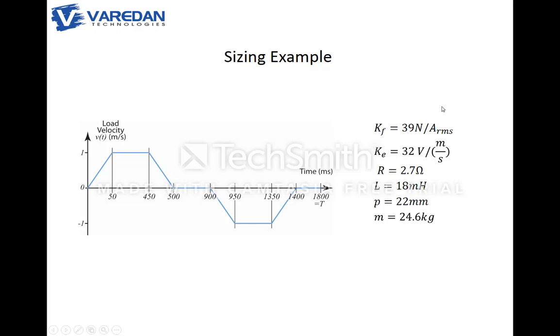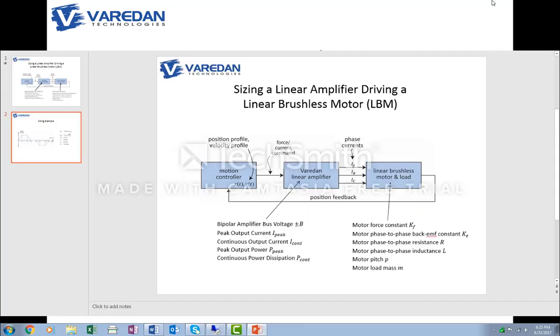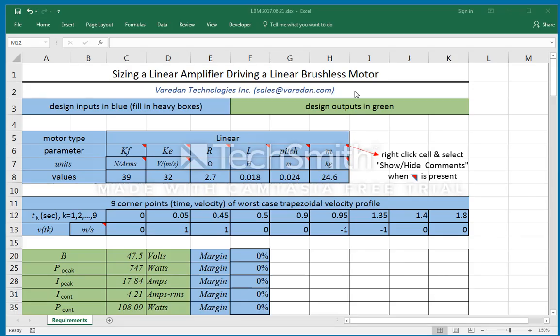We'll simply input these into the LBM spreadsheet. Here is the LBM spreadsheet available from the Varedan website. The spreadsheet name is LBM followed by the version date. Once it is filled out, you can simply email the completed spreadsheet to sales@varedan.com or other Varedan contact that you might be working with.